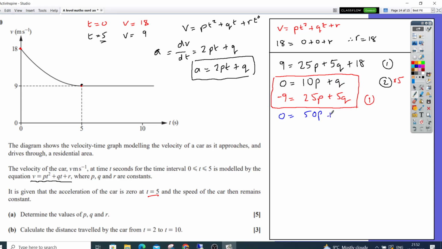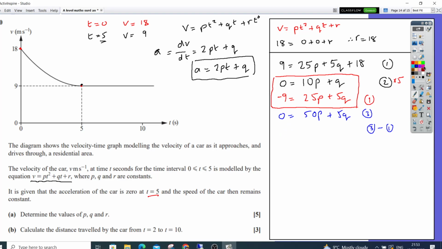And 5 times q is 5q. Now the reason why I've done that is now the q's are the same. So I can just simply call this equation 3. If I get equation 3 and take away equation 1, so equation 3 subtract equation 1, so minus 9 take away 0 take away minus 9, minus minus becomes positive, so that will end up as 9.